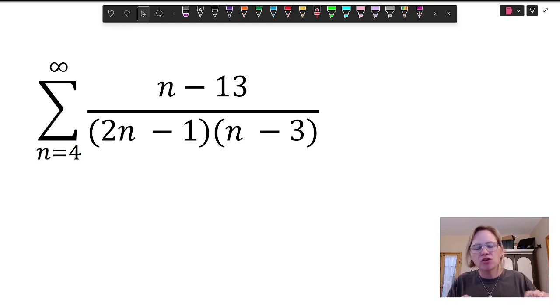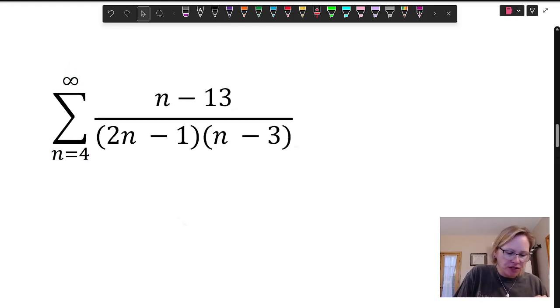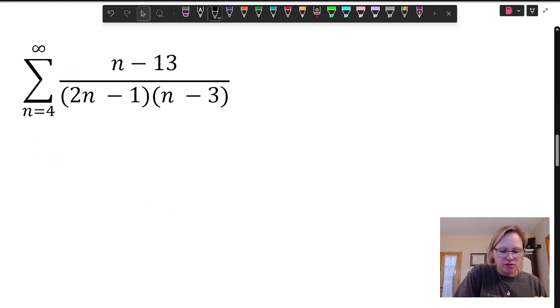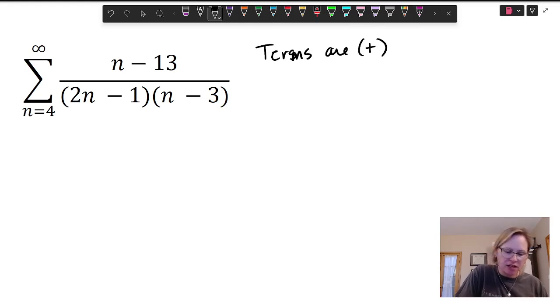Now, I will also give a little warning that as we learn more tests, there are sometimes more than one test that are appropriate in these situations. But since we're just learning this integral test, we're going to apply the integral test here. So first things first, the terms are positive.